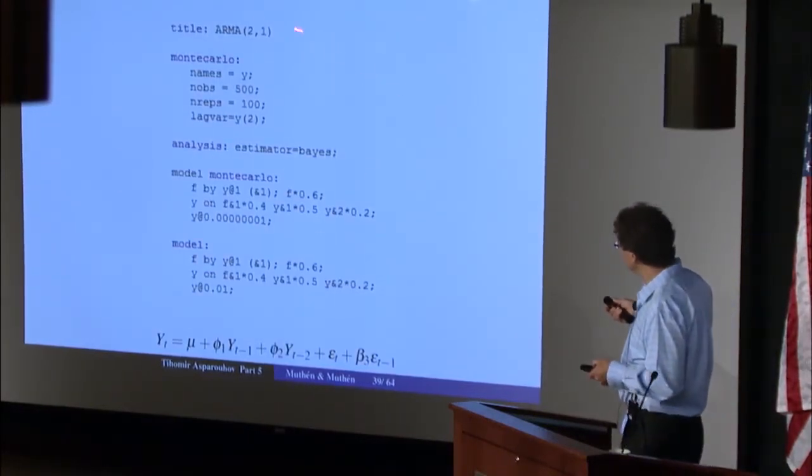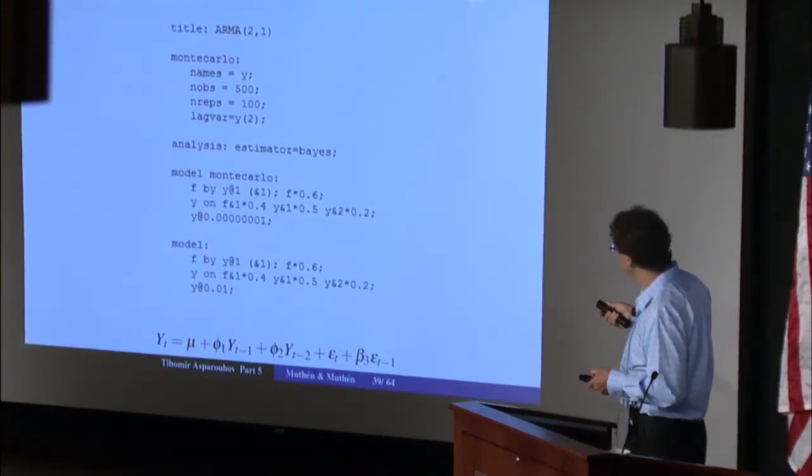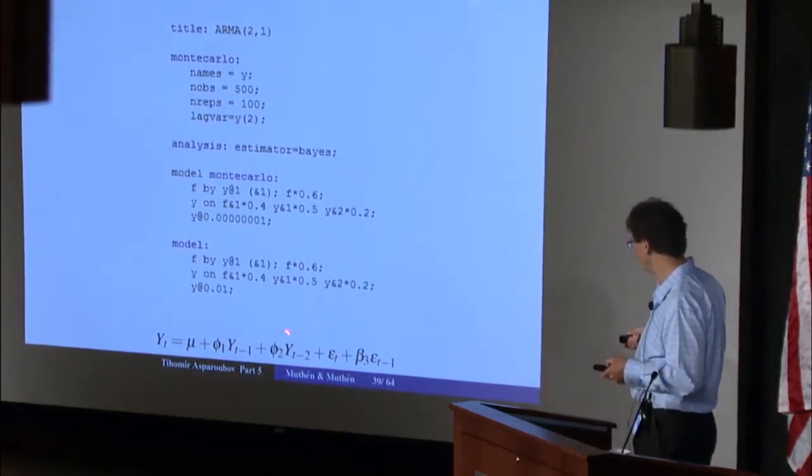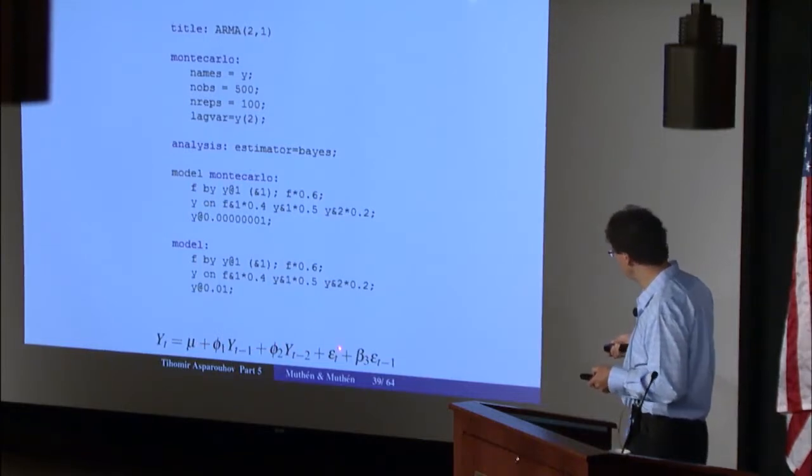Here's a little simulation study for the ARMA 2.1 model. So here's the ARMA 2.1 model. It's kind of the ARMA 1.1 model, except now in the autoregressive part you can regress not just on the y from the previous time point, but also from 2 periods back. And you also have this moving average part of the model, so regressing on the residuals, and regressing also on the previous residual.